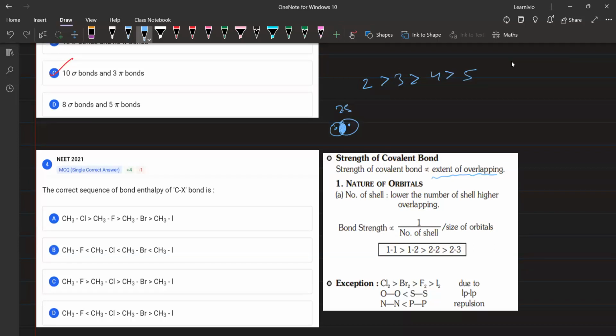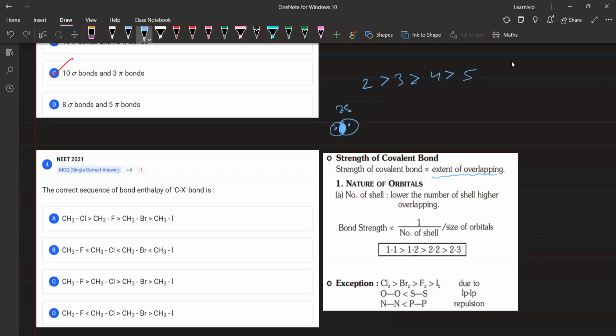The electrons which are taking part in the bond formation will be near to the nucleus, and that's why they will be attracted more effectively, and hence the bond will be stronger. Another case is that the bond strength is inversely proportional to the number of shell or the size of orbital. So 1s will be the best one, first shell, second shell ka 2 and 3.